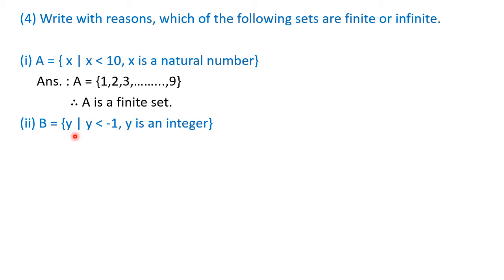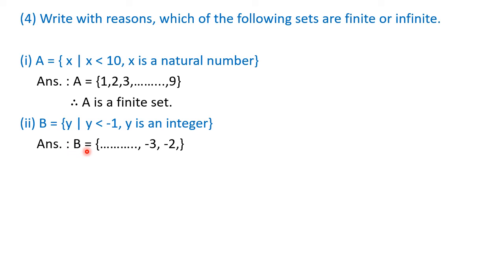Second, B is the set of all y such that y is less than minus 1 and y is an integer. You know that for integers you have 0 in the middle, and on the left hand side you have all the negative numbers, and on the right hand side you have the positive numbers. All these together are called integers. But here we have to write down the integers which are less than minus 1. Okay, so we can write it like this.